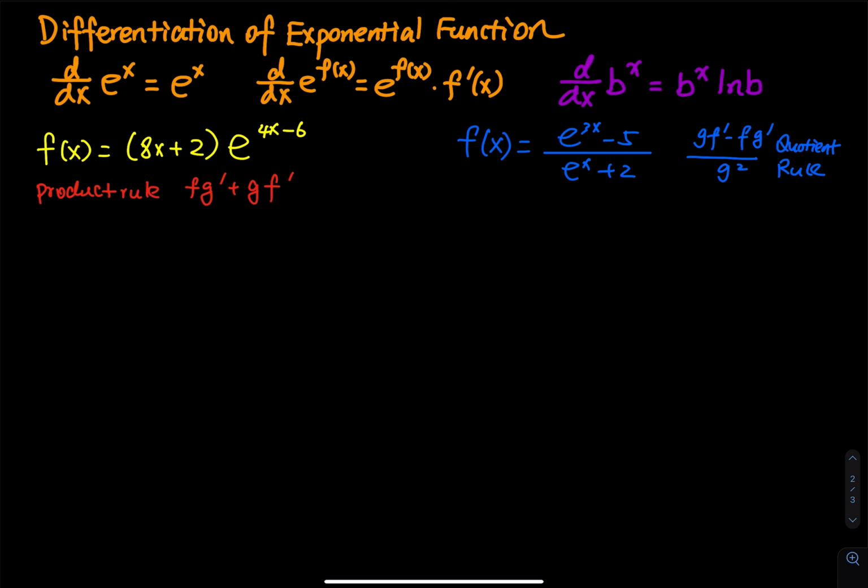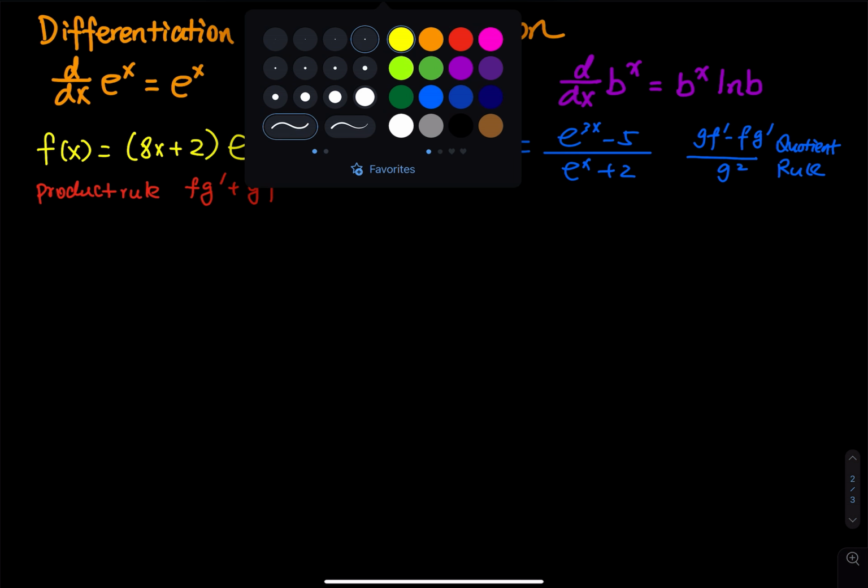So e to the x is an exponential function, the base is e. Sometimes you might see on your homework or exams the derivative of b to the x. B to the x is also an exponential function, but the base is just b. So it can be the derivative of 2 to the x, 5 to the x, 10 to the x. The derivative of b to the x when the base is not e is equal to b to the x times ln(b).